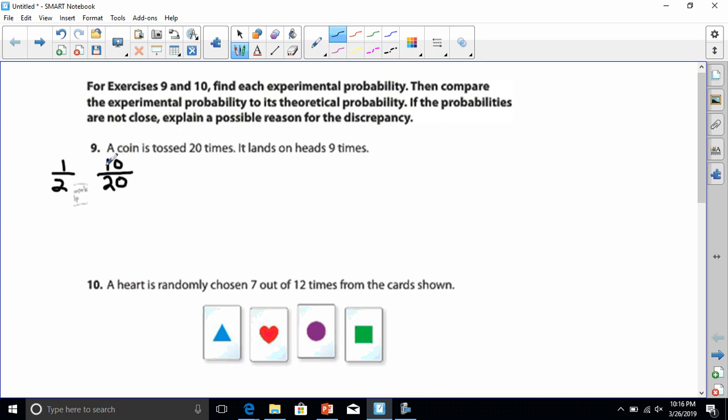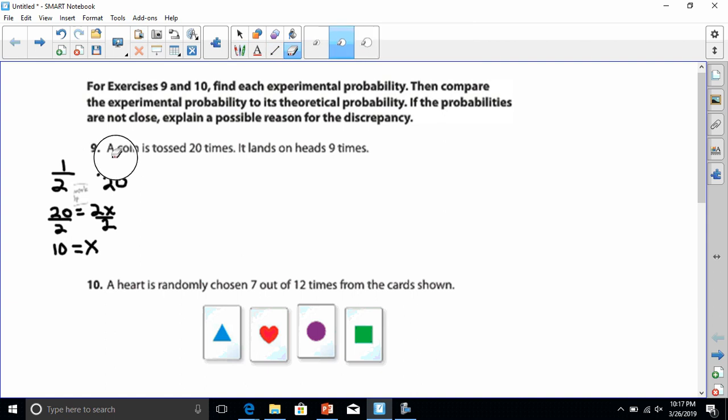And we know this by, well, if I was to take this away and put x here, I would say that 1 times 20 has to equal 2x. And I would divide 2 away from 2x. Whatever I divide from one side, I divide from the other. 20 divided by 2 is 10, so 10 equals x. So that tells me that this x here should be 2. Or excuse me, 10, not 2.